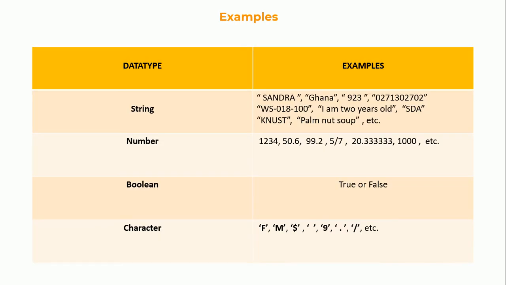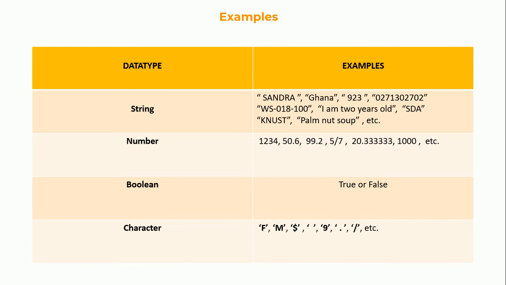On the screen, we will find examples of the data types that we talked about. We spoke about strings and we said that in programming, we always surround strings with double quotes. So we have Sandra on the screen, my favorite example. And we have Ghana also surrounded with double quotes. We have my phone number on the screen there, also surrounded with double quotes. Those are strings.